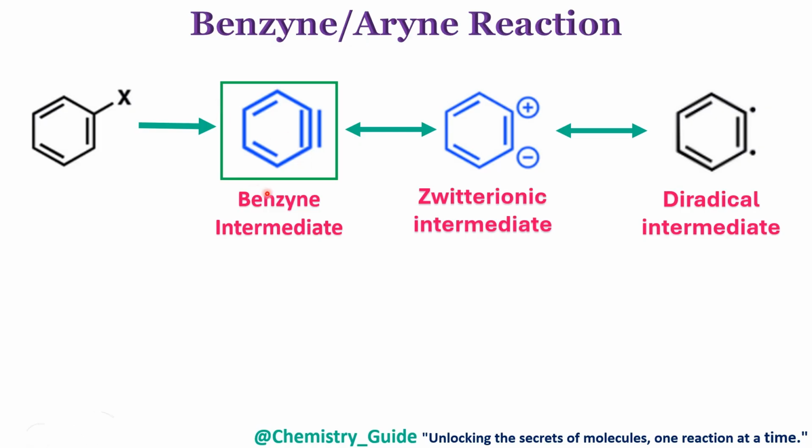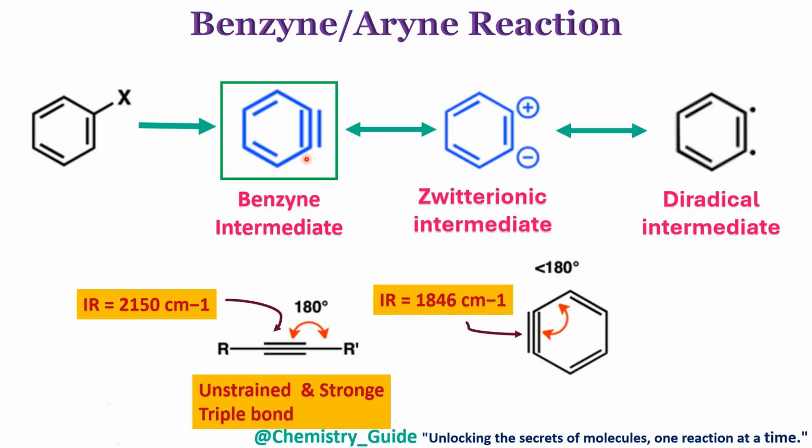This benzyne intermediate is highly reactive towards nucleophilic substitution reactions. So it is used to generate many new compounds. Let us see why this benzyne intermediate is highly reactive for the nucleophilic substitution reaction. The main reason is that when we compare the benzyne intermediate with the alkyne, the bond angle in the aromatic ring is less than 180 degrees.